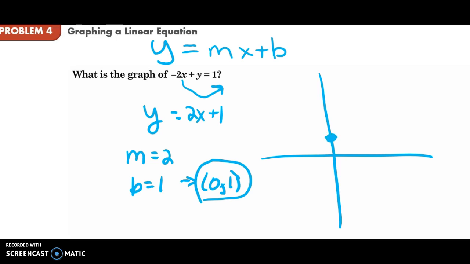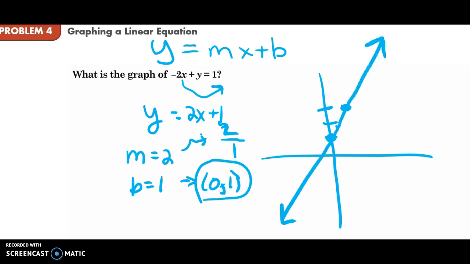From there, you want to use the slope. Now slope is normally a fraction, so to change 2 to a fraction, just put it over 1. So now let's rise 2 units and then over 1 unit. For a line, all you need is 2 dots, which we have, so then we can sketch our line. And there we have it.